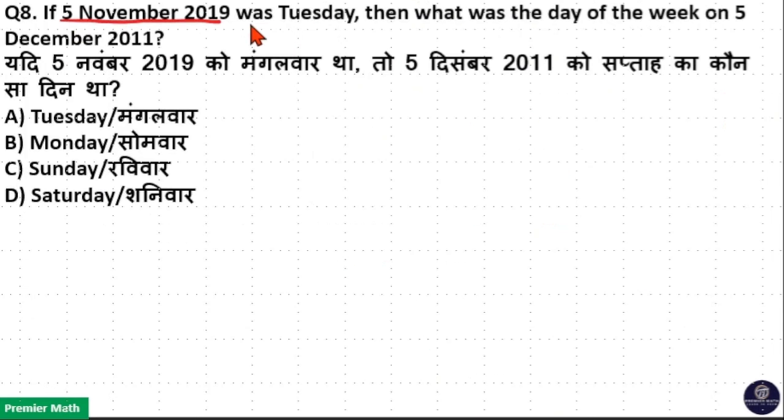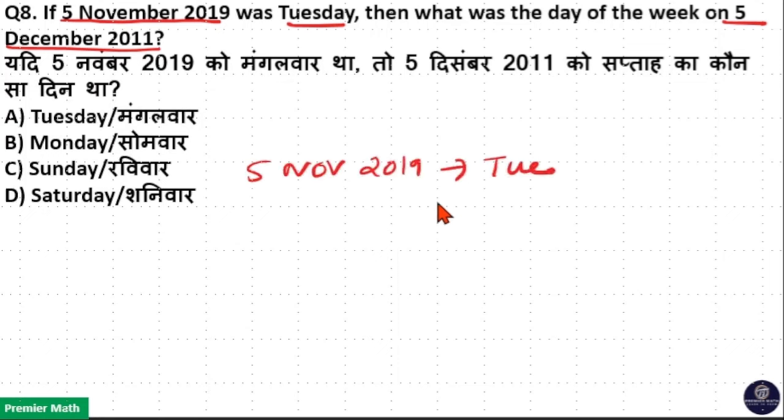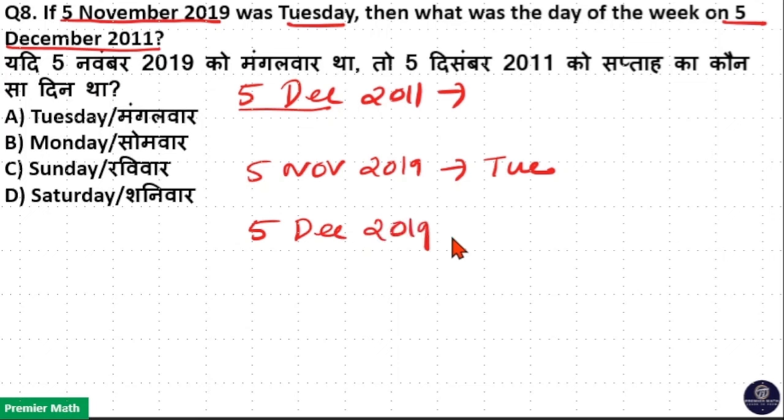If 5 November 2019 was Tuesday, then what was the day of the week on 5 December 2011? Here 5 November 2019 was Tuesday. Now we have to find the day of 5 December 2011. That is going backward. Here this is 5 December and this is 5 November. So first I will equalize the date and month. That is, first I will find what is 5 December 2019.